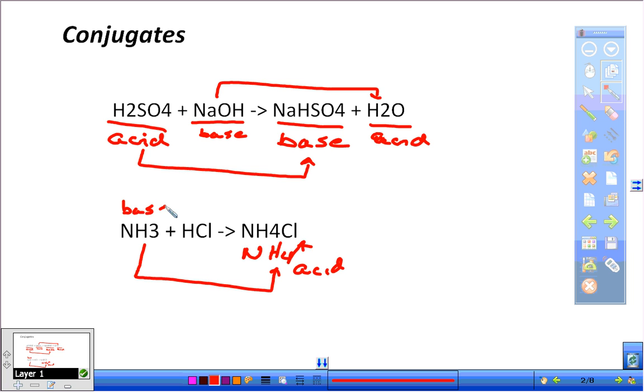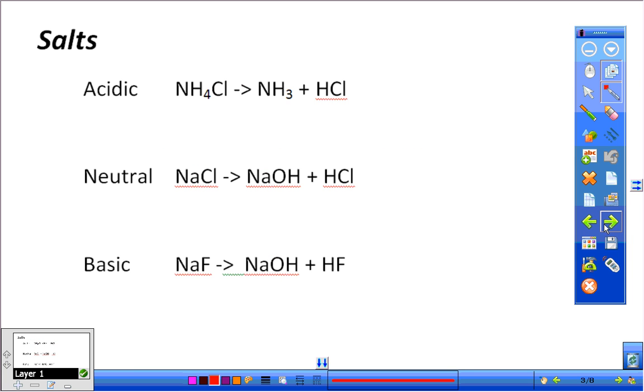We're going to leave alone the hydrochloric acid, because really what we're doing here is losing one hydrogen to become chloride ion, and those would be the conjugates also. So the salt in this case for this base is the ammonium, and we're going to look at those as we go forward.